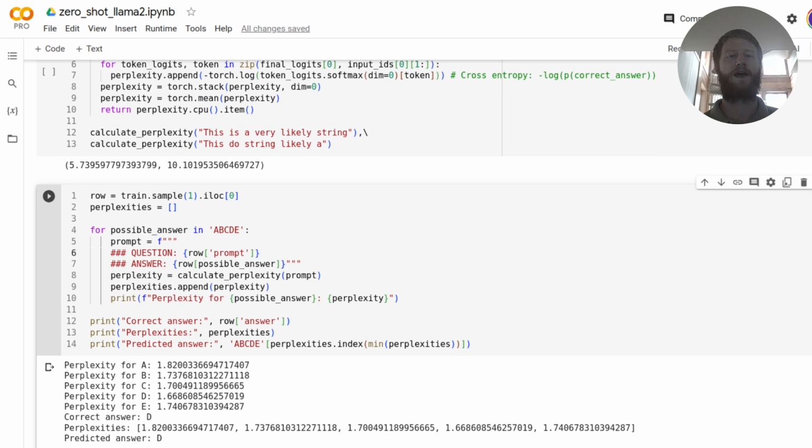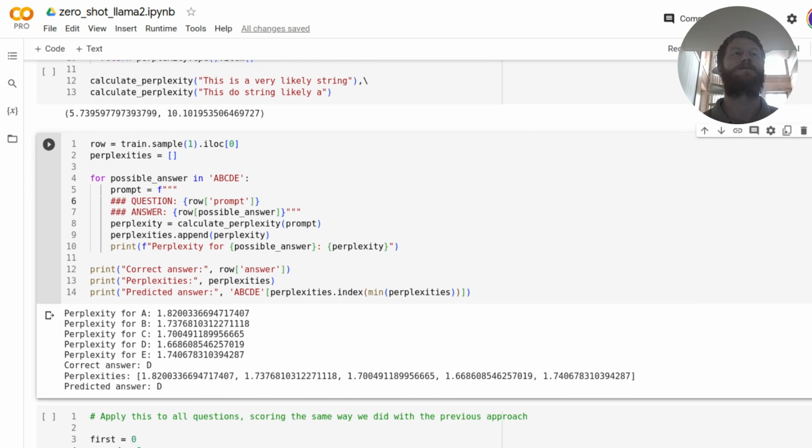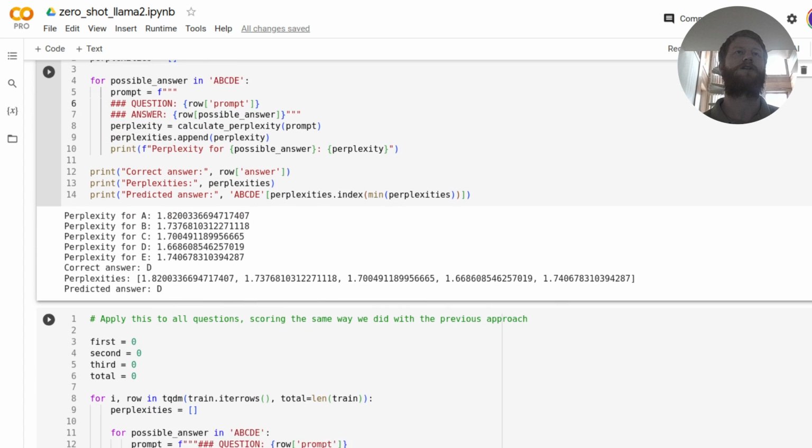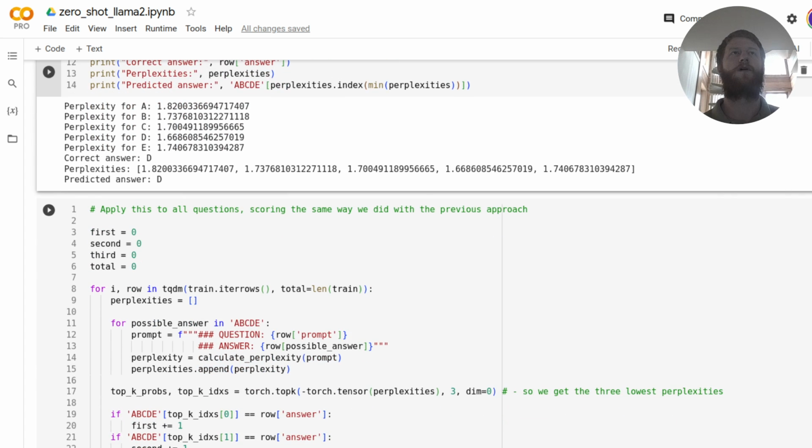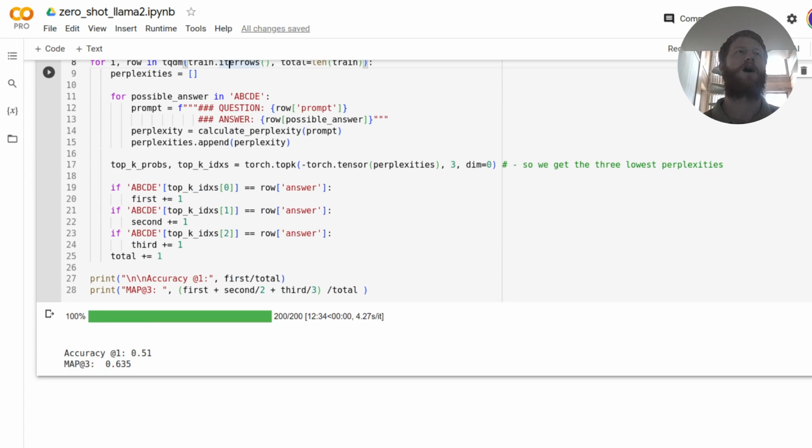And so this is like a step above just looking at the predicted next token. This is instead taking a whole sequence and saying, as a whole, how likely is this sequence of question and answer? Still not perfect for reasons we'll explain, but if we try this, we can do this for all the rows in our training set. Our accuracy for the first guess goes up from 30% to 50%, and our score goes up to 0.635.